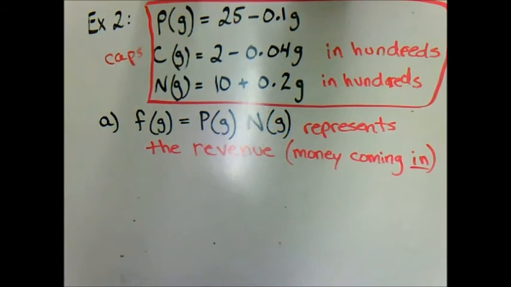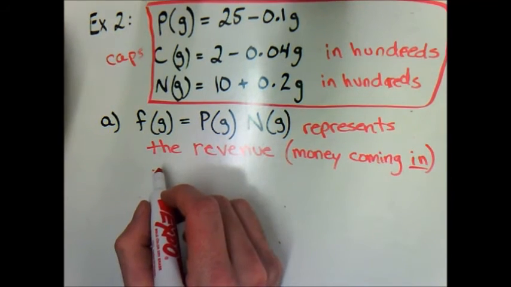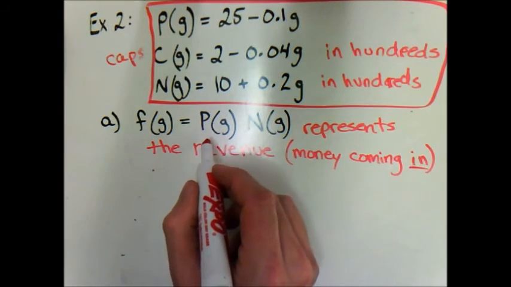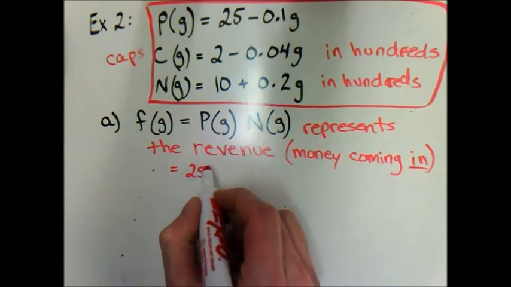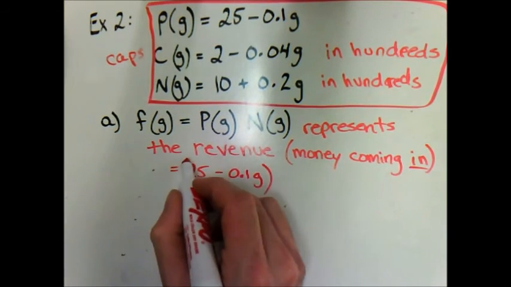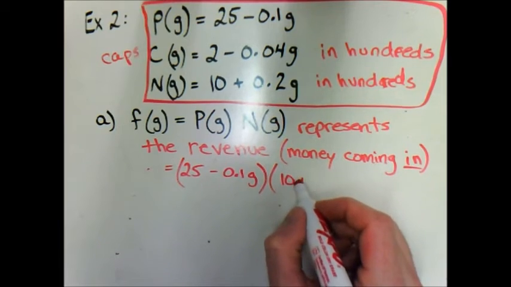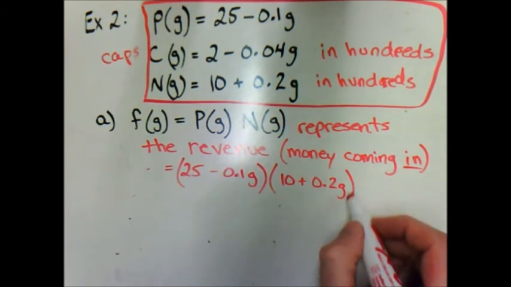Well, let's figure it out. So we're going to multiply p of g by n of g to produce the combined function f of g. So here we go. We're going to sub in for p of g. This is going to be equal to 25 minus 0.1g. And n of g is 10 plus 0.2g.